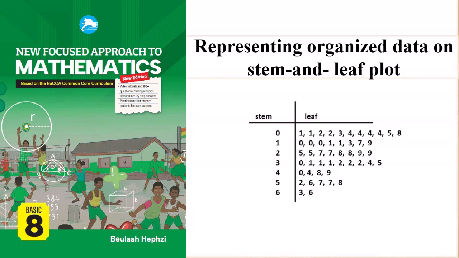This is the revised edition. And in this lesson, we are looking at representing organized data on stem and leaf plots. We are still dealing with the series of organization of data. In our previous lessons, we learned that we can represent data using the frequency distribution table. And we can also use visualization, that is using graphs, and we worked on waterfall diagrams. Today we are looking at stem and leaf plot.